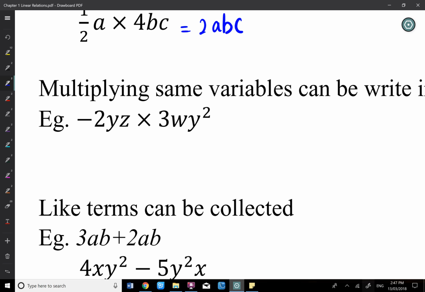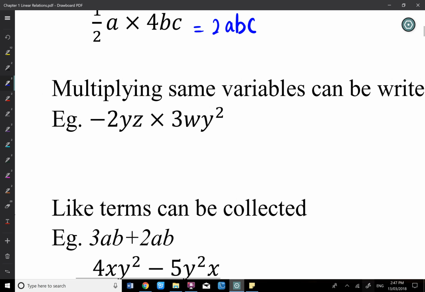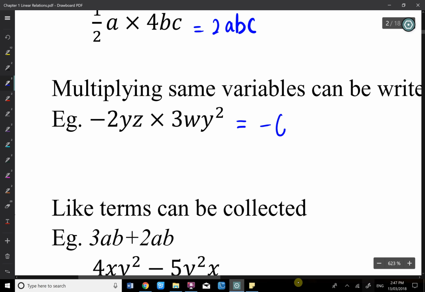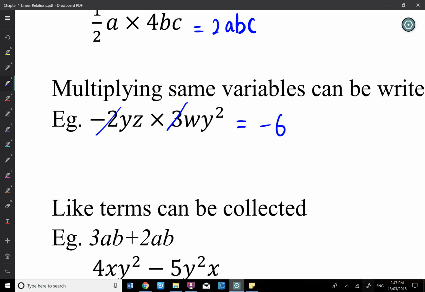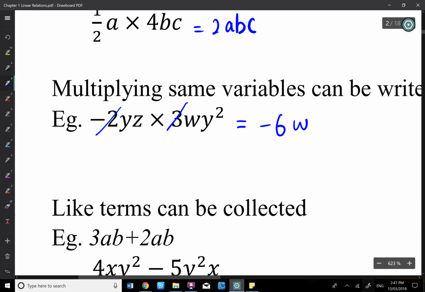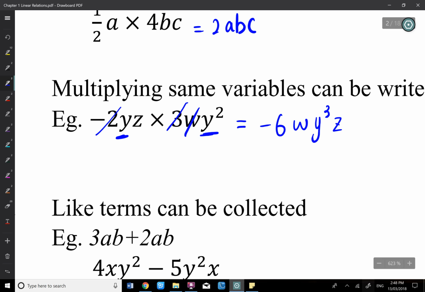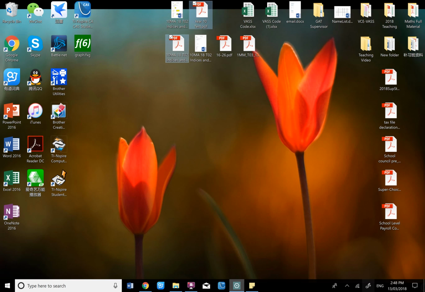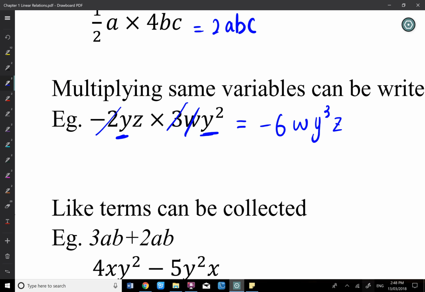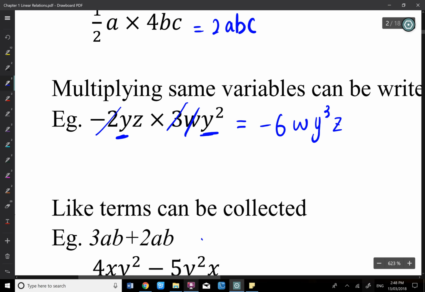Okay, next one. We can multiply the same variable together. First is the number: -6, -3, and -2 and 3. And then we have W. We have only one W. And then we look at Y. There are 3 Y's here: 1 Y and then 2 Y here. So 3 Y in total. And then we have a Z. So the answer will be -6wy cubed z.